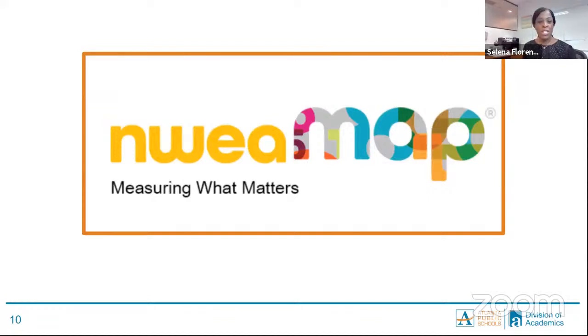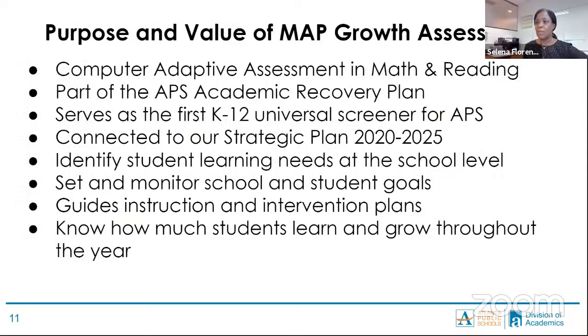So we will now get to the first section of our meeting this afternoon. Our first section is all around NWEA MAP, which is our universal screener. So a little bit about MAP. It is a computer adaptive assessment in both reading and math. Computer adaptive just means that the questions get harder or easier depending on how your child responds to the questions. MAP is a part of our APS academic recovery plan that will guide us over the course of the next 3 years. It also serves as the first time that APS has had a K-12 universal screener.